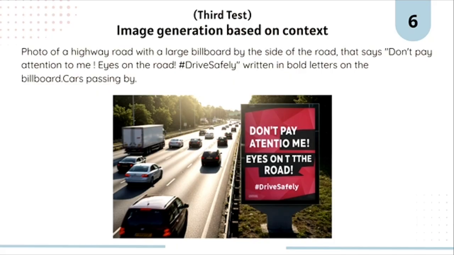For the third test, I gave a prompt to see how well the model can generate an image. Gemini Flash 2.0 is able to generate a very good image, but we can also see some issues, like the attention N is missing there, and there are a lot of typos here. Other than that, the model is able to capture that the billboard should be on the side of the road, which is very well given, and also cars passing by in the highway is generated correctly.